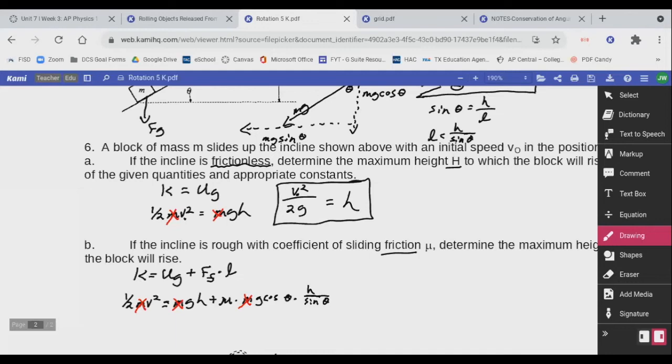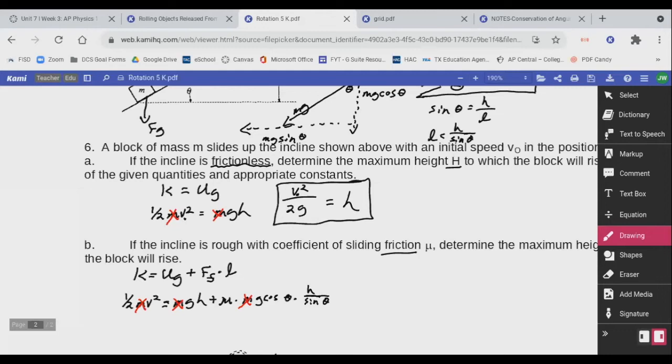Do we multiply force of friction by length to get the energy used for distance? Yes, because friction is going to use some energy, and the only way to get a force into an energy equation is a force times the distance it was applied makes it energy. So yes, that's why we do that.